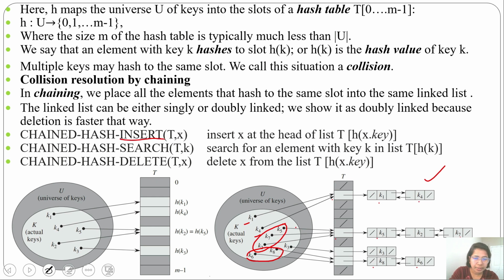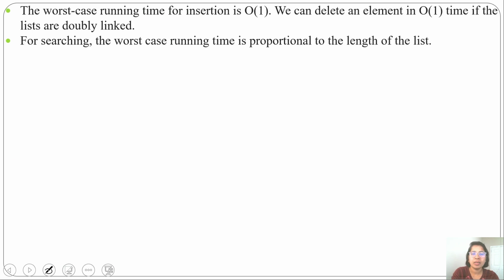For the insert operation and delete operation, running time is O(1), while for search, we need to search the whole linked list. In the worst case, all keys can hash to the same slot and we make one linked list for all keys. So in the worst case, it will be theta of n, where n equals the number of elements or keys. So for insertion and deletion, running time is O(1), while for searching, running time will be the length of the linked list.